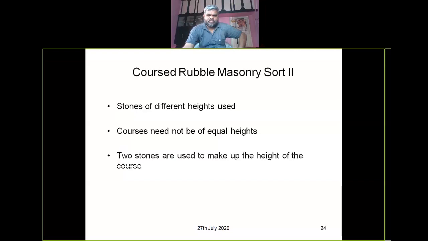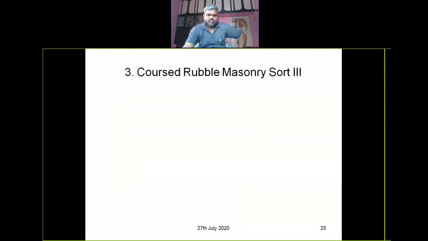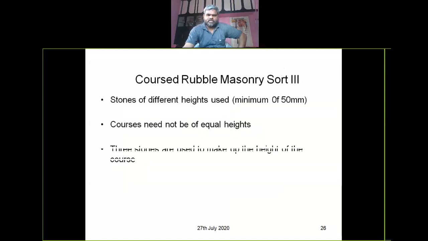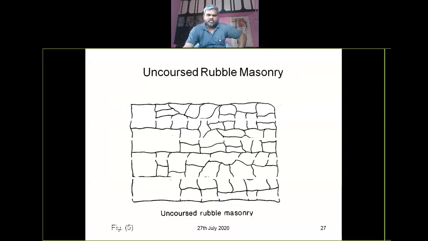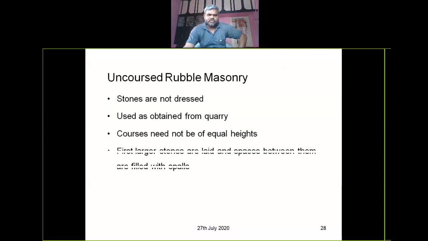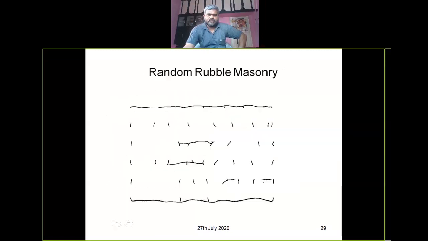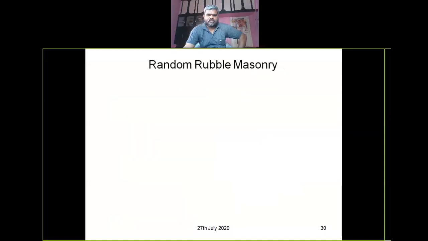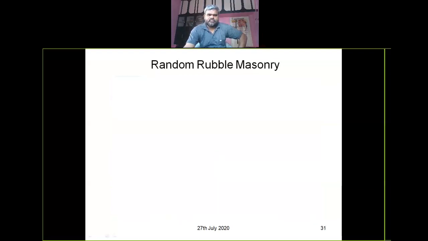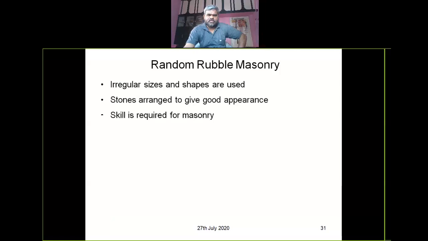This is some explanation about rubble masonry again. The same as explained in the video is typed here, so I am moving fast. This is random rubble masonry. See, all rubble stones are used here. Irregular sizes and shapes are used.